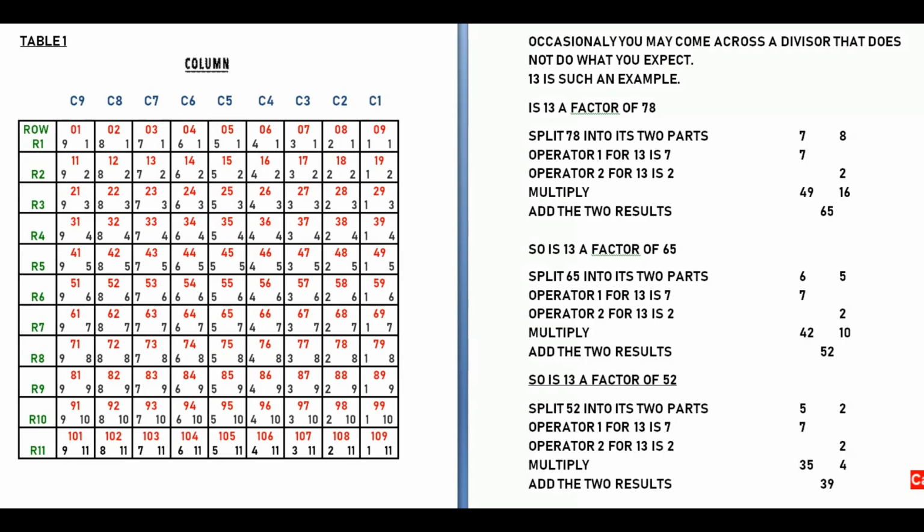Well, split 52 into its two parts. Operator 1 for 13 is 7. Operator 2 for 13 is 2. And multiplying out again, we get 35 and 4, giving us the result of 39.